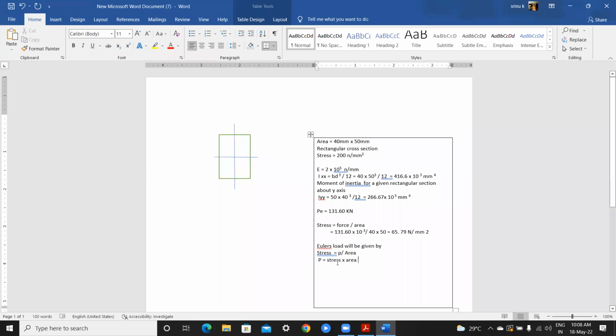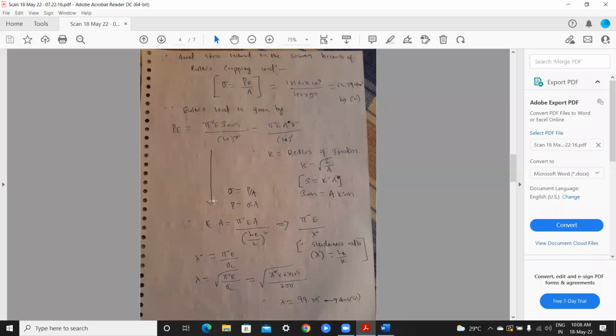Yes, sir. Okay. Now P is equal to stress into area, right? So see here, the arrow mark is visible. So P is equal to sigma C, meaning for the crippling load, sigma C into A. And as usual our formula here is pi square E I minimum by L effective.